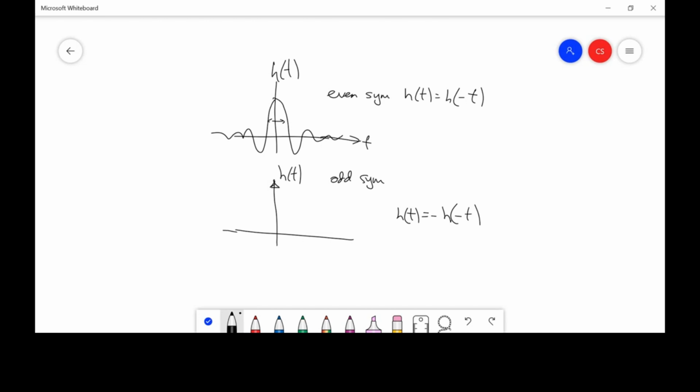Something like this. So now the symmetry is around this point. Yeah, also something interesting. If you have a low pass filter, which of the two can be a low pass filter?